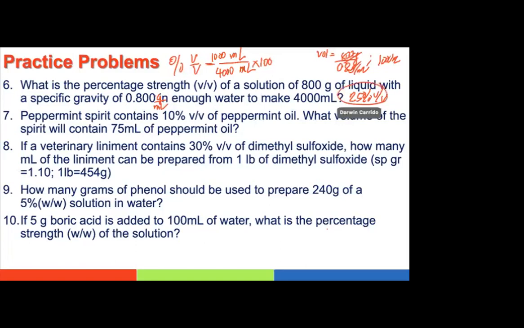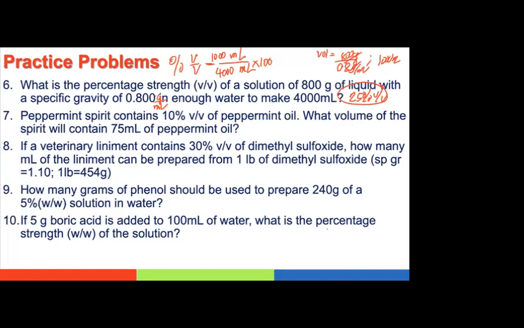Easy pa tayo ng problem. Ganyan level lang sa board exam. Number 7, peppermint spirit contains 10% volume by volume of peppermint oil. What volume of the spirit will contain 75 ml of peppermint oil? Nakakalito ano kasi puro peppermint. Tingnan nyo yung volume or ano ba yung dosage form? Kasi yun yung kumbaga denominator, spirit. The oil is the API.